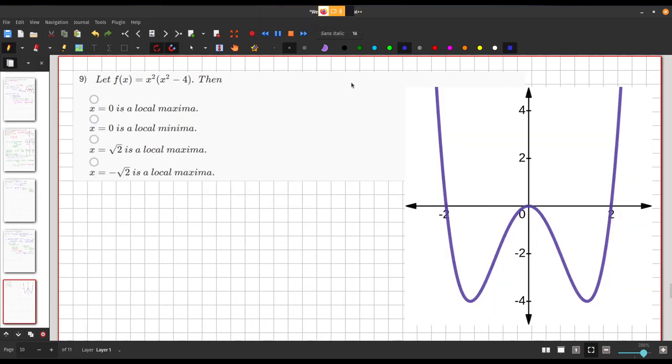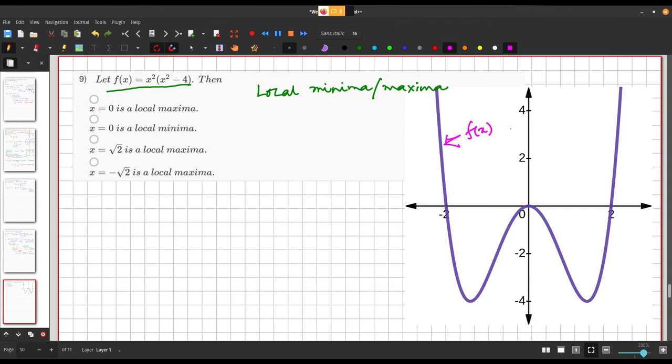So here we are again given a function f(x) equal to x square times (x square minus 4), and we have to find the local minima or maxima. So the function is defined here, and just by plotting out the function, we can see that x equal to 0 is a maxima and these two points are minima. But let us do this systematically.